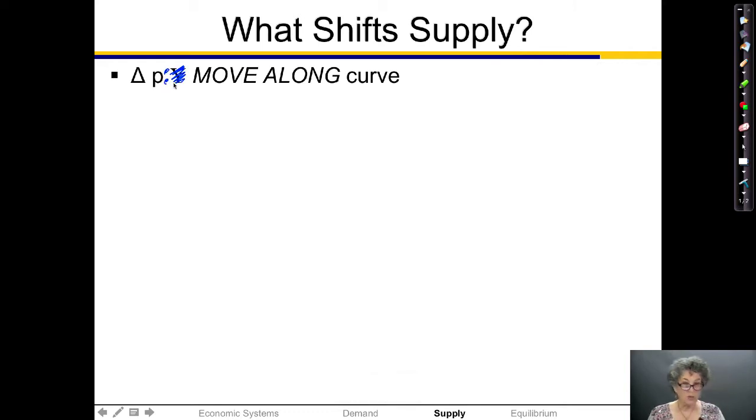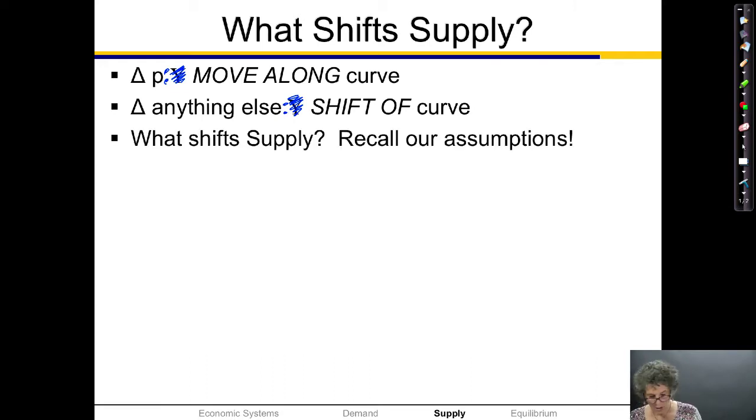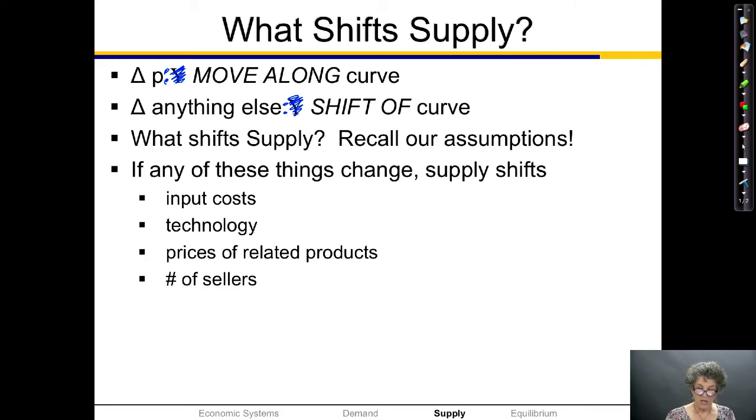If there's a change in the price, we're going to move along the existing supply curve. If there's a change in anything else that is relevant to the supply relationship, it's going to shift the supply curve. The usual shifters of the supply curve are these: the input costs, how much it costs to produce things, technology, prices of related products, in this sense the prices of related outputs, and the number of sellers. Let me cover just the first and the fourth of these in the video and leave the second and the third to the textbook for now, just because I'm aware of how long this video has become.